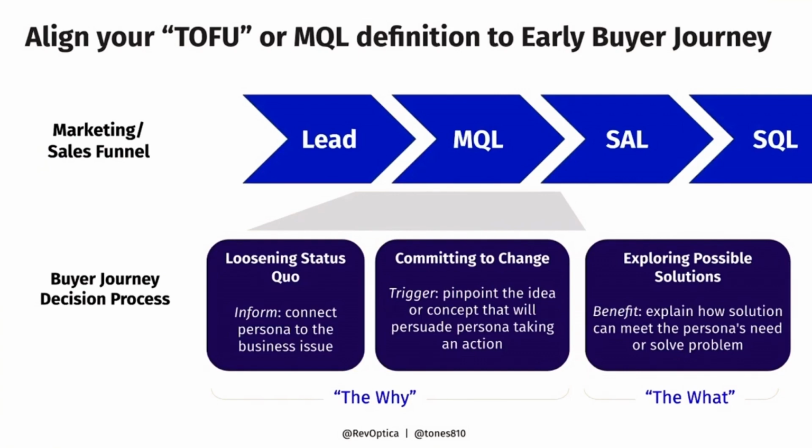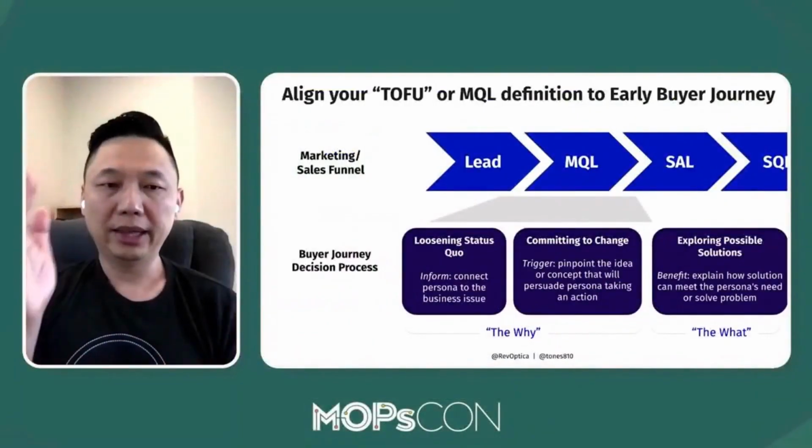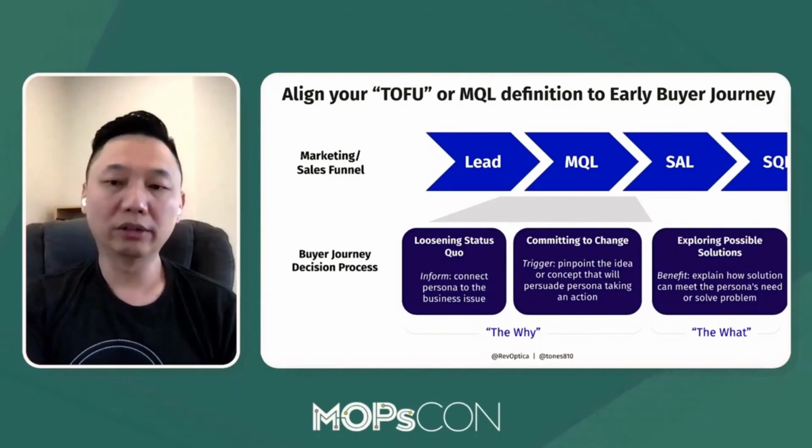Essentially, align your definitions to the buyer journey decision process. Typically in the past, how I've done it is to define an MQL as when someone has been convinced to loosen their status quo and commit to change. Meaning they've consumed content that gives me an indication that their status quo is loosened, in other words, the business issue or pain point has been well communicated to them, they're committed to change, urgency has been communicated, and they realize that. At that point, I define an MQL, marketing qualified lead.